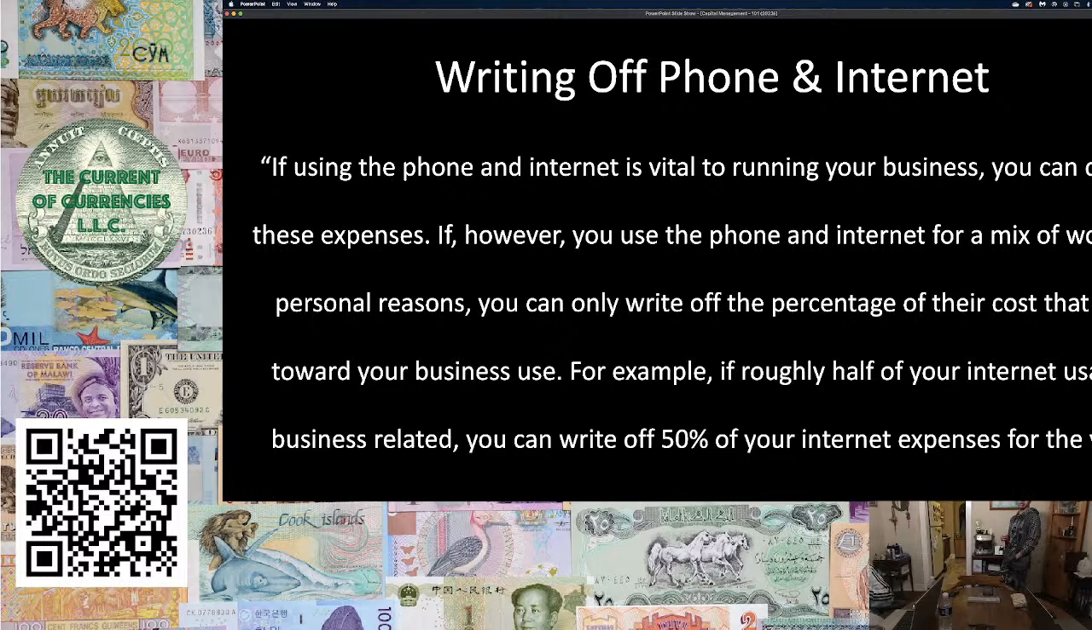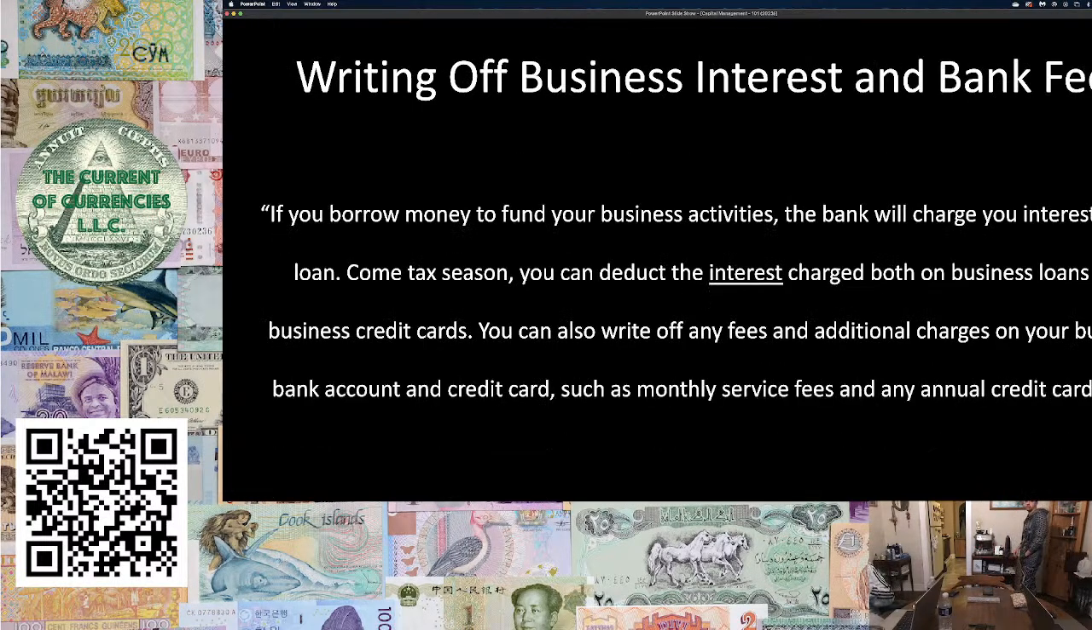Writing off phone and internet. If you're using phone and internet, it's vital to running your business. You can deduct these expenses. If, however, you use phone and internet for a mix of work and personal reasons, you can only write off the percentage of the cost that goes towards your business use. For example, if roughly half of your internet usage is business related, you can write off 50% of your internet expenses for the year. Another great resource, because all I do is sit in front of a computer all day.